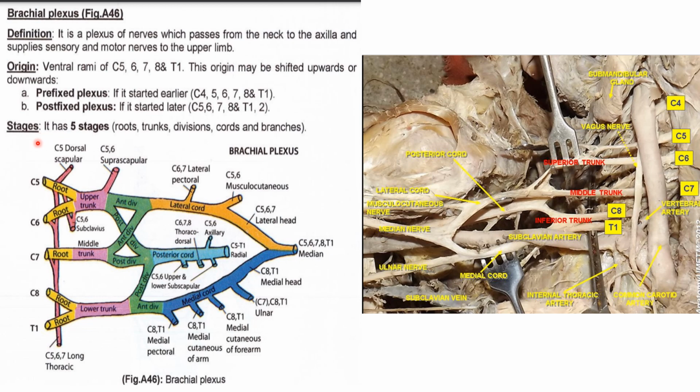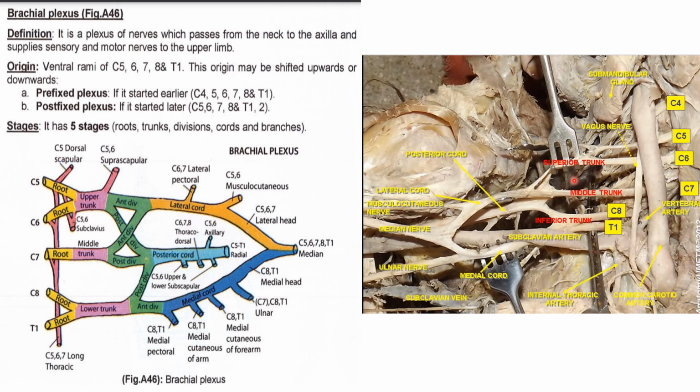Then we have stages. It has 5 stages, which is root. You can see the roots. And from the roots, the trunks come out. The trunks are here. There's the lower trunk, upper trunk, and middle trunk. Then each trunk is divided into an anterior division and a posterior division. And then the divisions form the lateral cord, posterior cord, and medial cord. All right. Like here we can see, these are the roots. Then roots are giving us the trunks, the superior trunk, middle trunk, and inferior trunk.